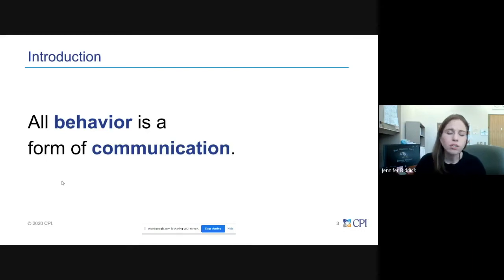So that is really important to remember when we're working with our learners, that the good stuff that we're seeing, as well as some of the challenging stuff that we're seeing, our learners are trying to communicate with us. And it's up to our teams, sometimes, especially with some of those less desirable behaviors, to figure out what the function of those behaviors are, so we can turn those behaviors into more functional behaviors or more appropriate behaviors to communicate the same thing in a more desirable way.